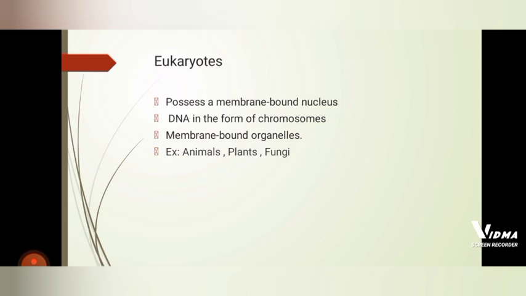DNA is in the form of chromosomes. Membrane-bound organelles can be seen. The nucleus itself is membrane bound. You can see other membrane-bound structures like mitochondria and endoplasmic reticulum, all inside eukaryotic cells. Examples: animal cells, plant cells, and fungal cells are all examples of eukaryotic cells.